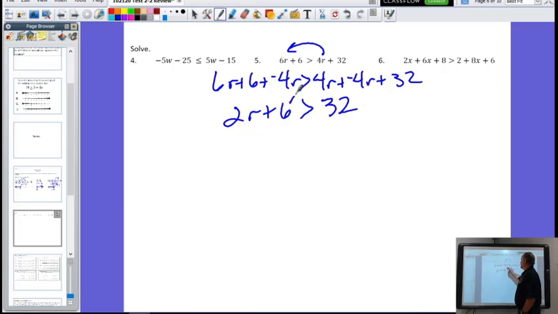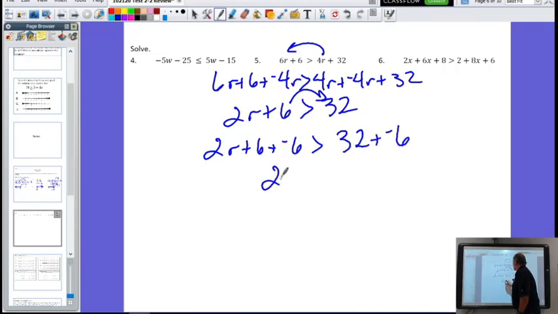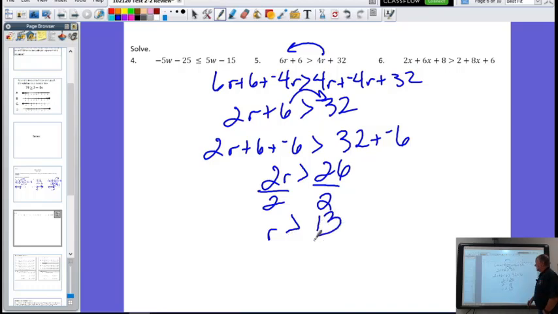Okay, so now I move the 6 over, and now I can determine my inequality is not going to flip because my coefficient is positive. So 2r plus 6 plus negative 6 is greater than 32 plus negative 6. So 2r is greater than 26. Divide both sides by 2, and you end up with r is greater than 13.